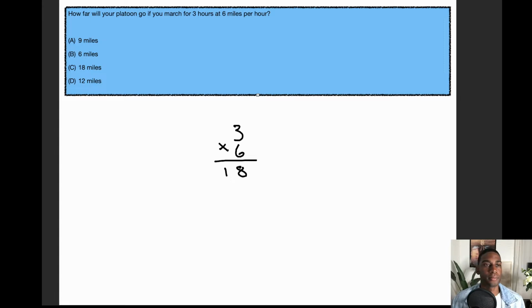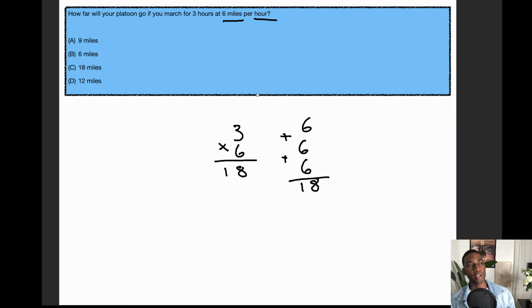Oh, hold up. For every 1 hour, you're going 6 miles. Let me see if I could think of a better way to explain it for those who have trouble visualizing. You're going 6 miles every hour. You can honestly write this out: 6 miles in the first hour, 6 miles in the second hour, 6 miles in the third hour. Add them all up together. After those 3 hours, you get 18.